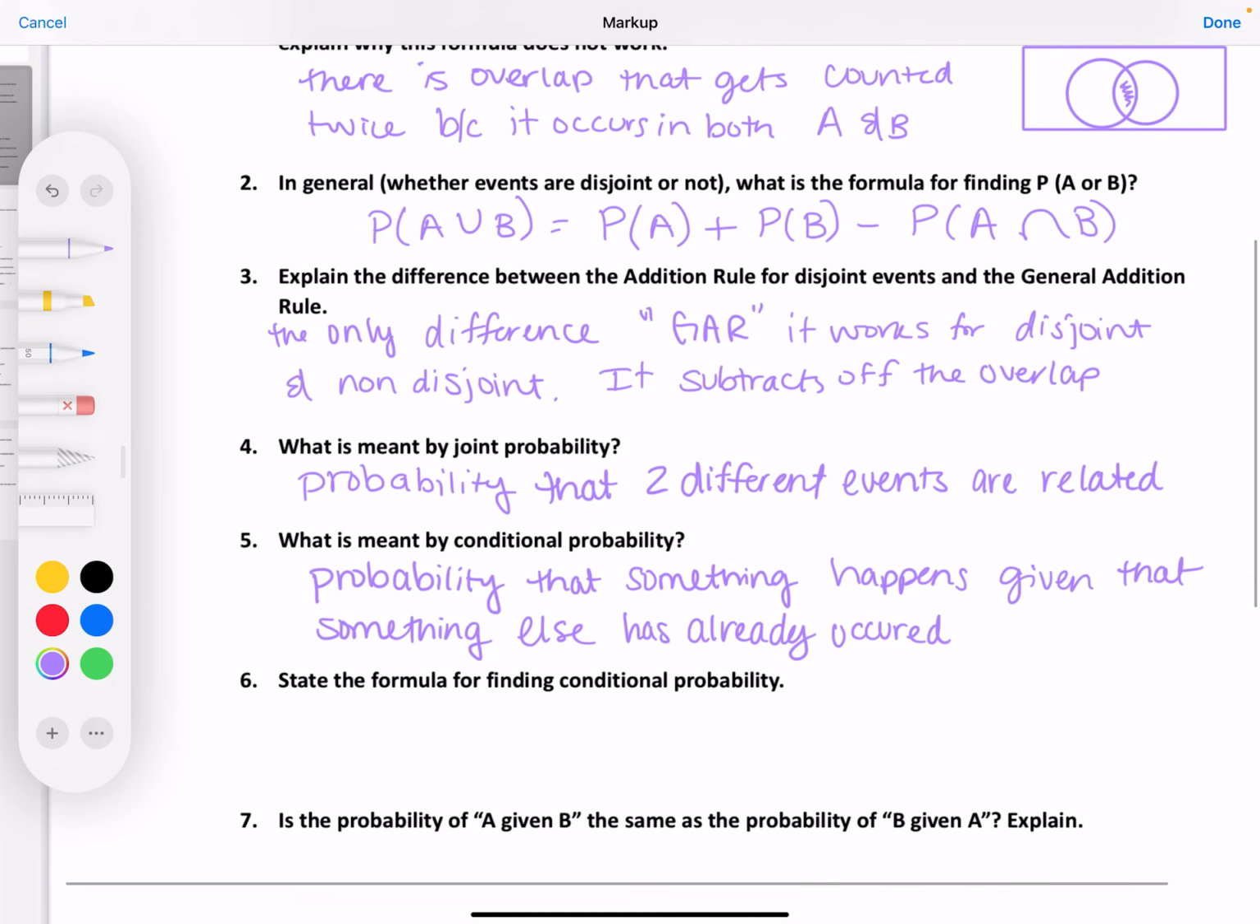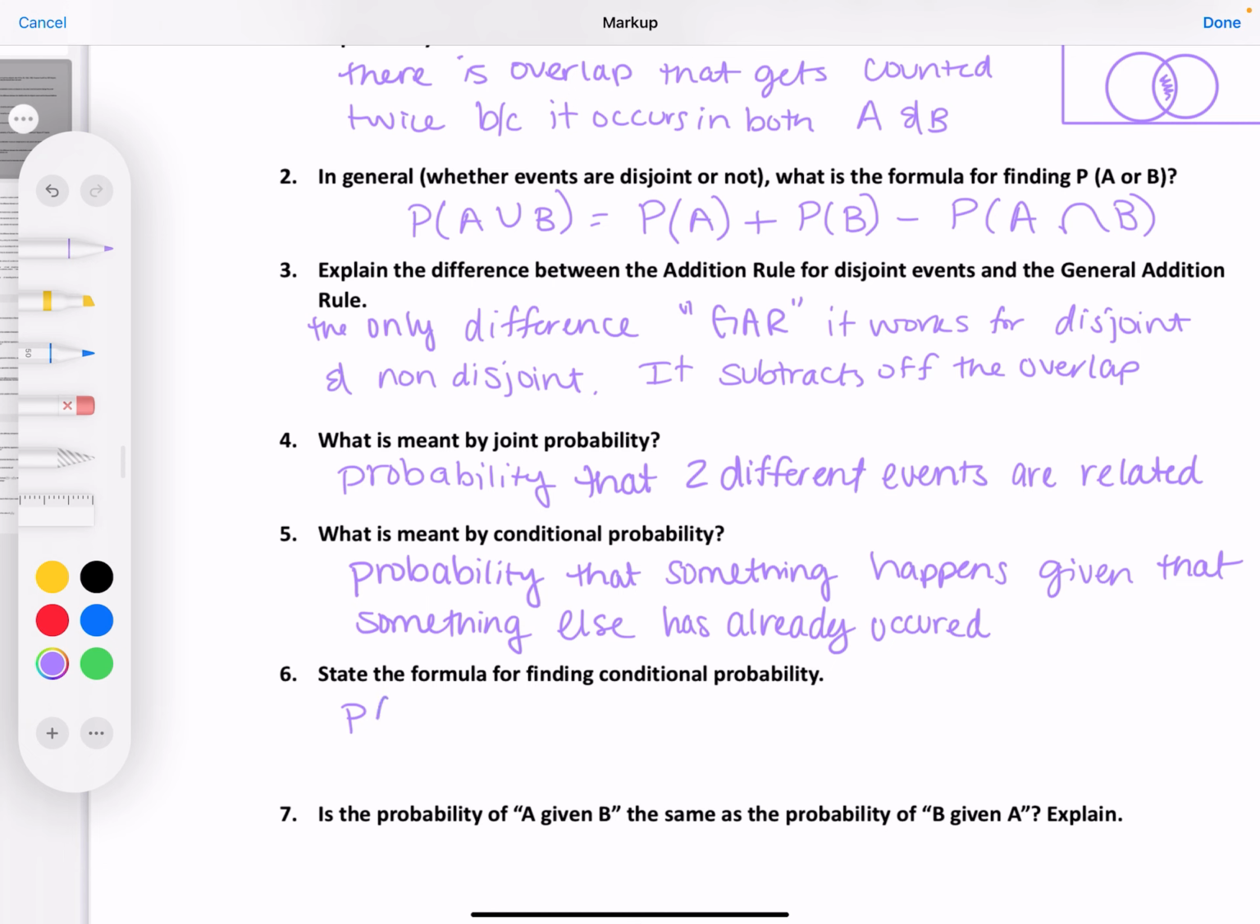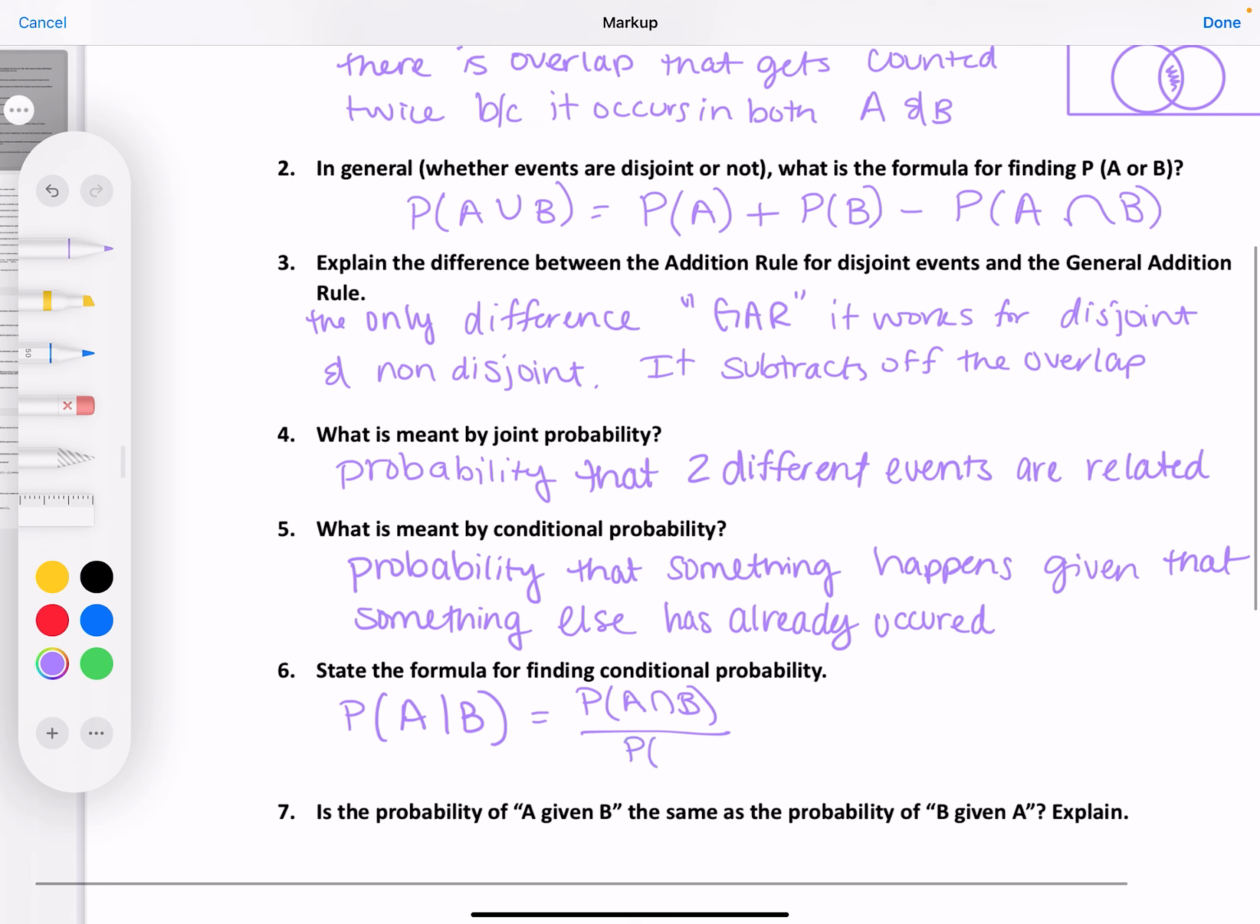You remember what the formula is for it? Yeah, so P of A given B equals P of A intersect B over P of B. So this is the probability of A given B.